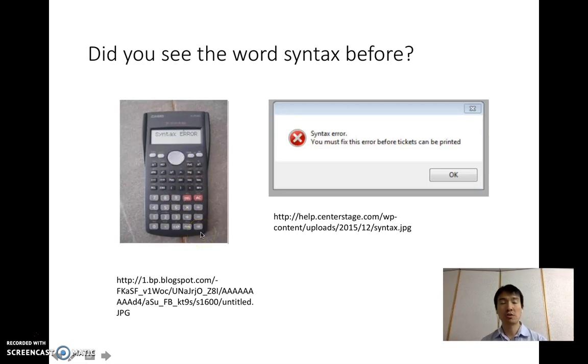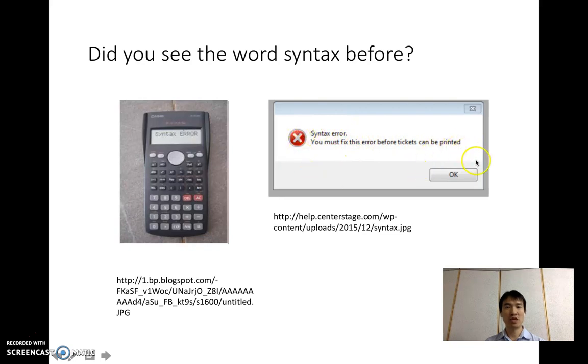Because the calculator is essentially a computer, it will think that what you typed does not make sense at all, so it will give you a message: syntax error. Now, in a more recent application, there's a pop-up window. If you write some wrong coding or do some wrong procedure and it doesn't work, there's a big cross. Next to the big cross, it says syntax error, and you must fix this error before tickets can be printed, okay?